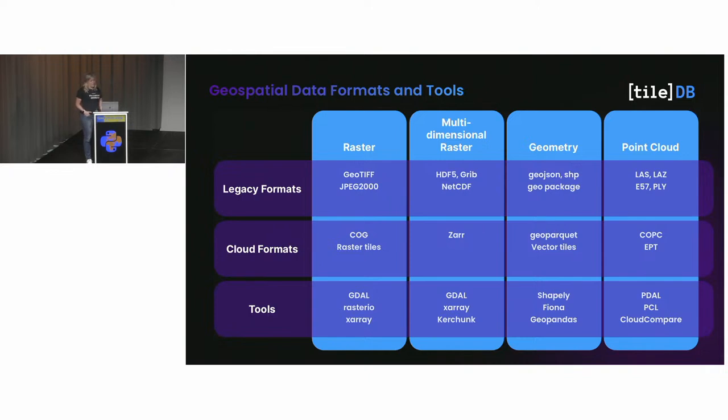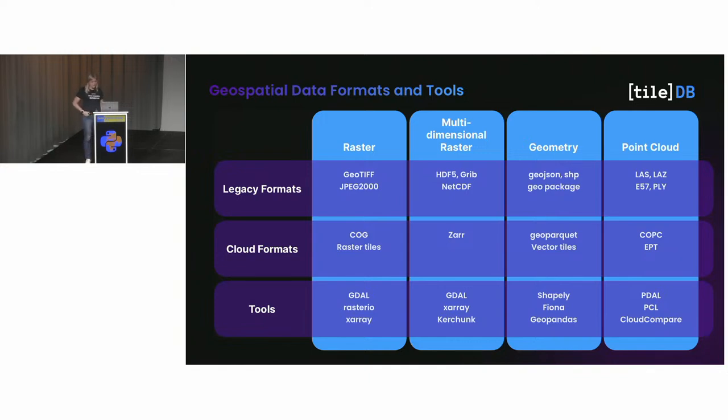So we do have legacy formats, which are kind of what I could define as the ones that you could use locally on your own machine still. And what happens if you have just way more data? That's kind of what we decided to call that cloud formats, like the COGs, Zarr, GeoParquet, for point clouds, the EPT, for instance, and then the open source tools you might want to use for each of them.